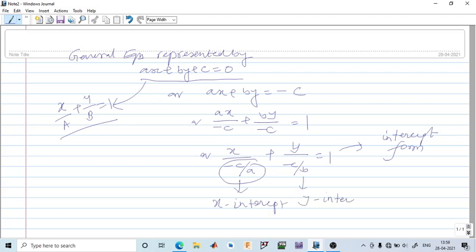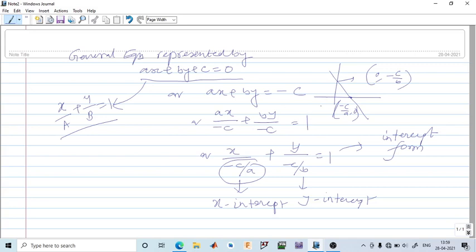If you want to represent it on a graph, then it will be much easier. That is, x-intercept means this will be (minus c over a, 0), and this will be (0, minus c over b), right? This is the way we represent.